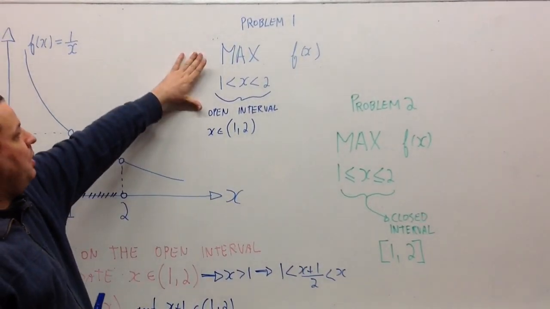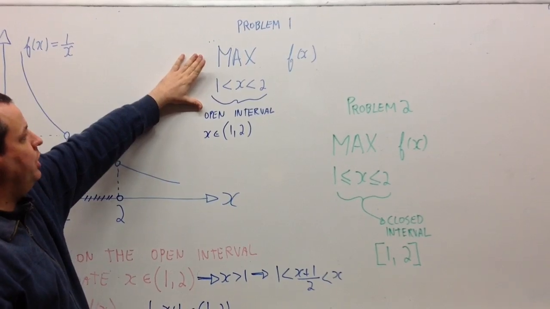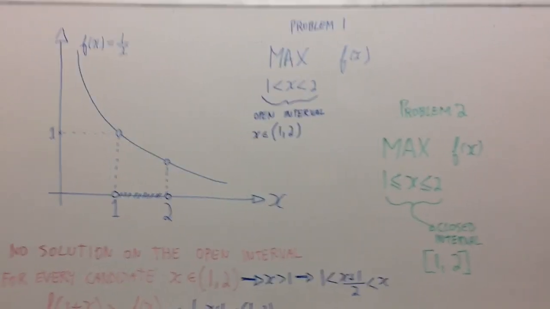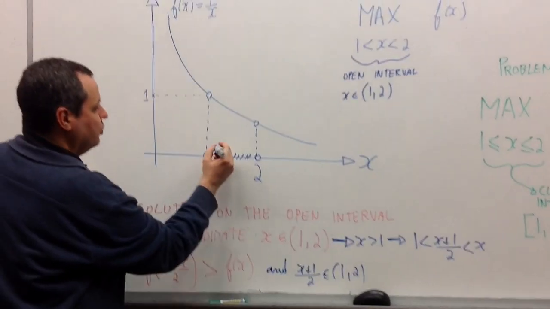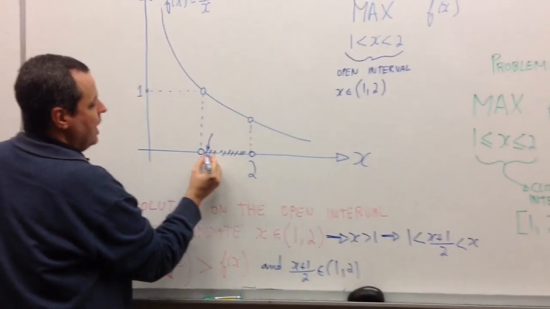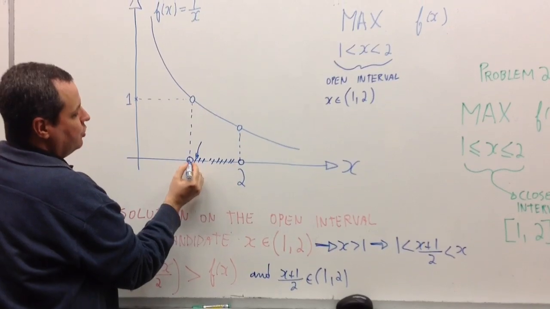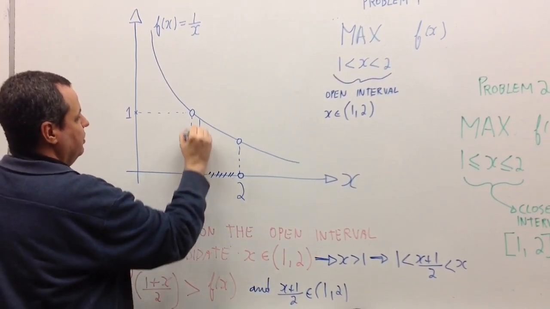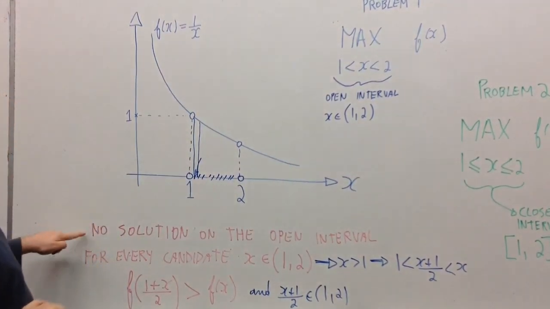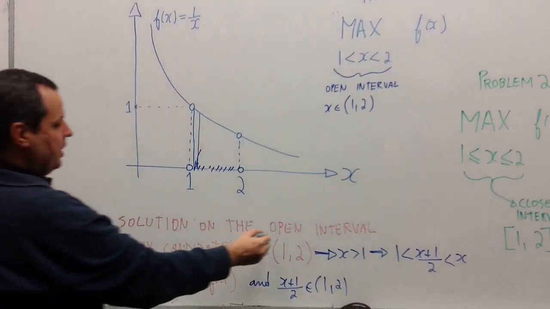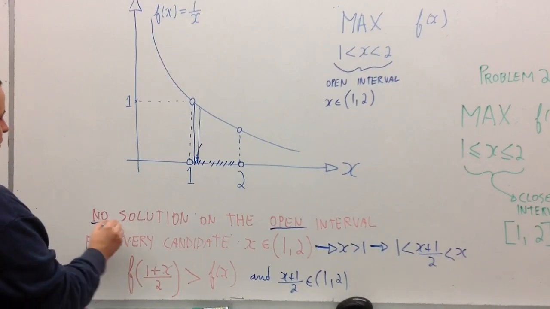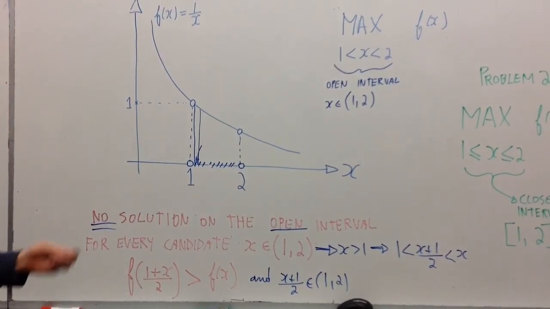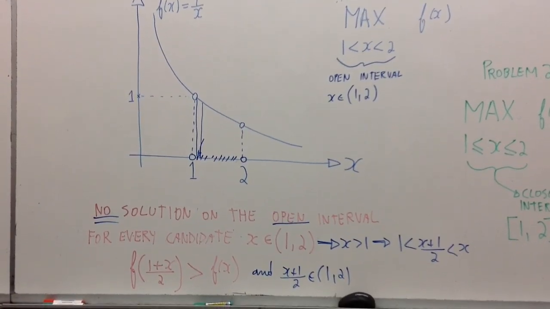Now, for this other problem in blue here, you cannot pick 1. So there's no solution, because no matter how close you go to 1, you can always get closer to 1 and get an even higher value for the function. So there's no solution on the open interval. The problem number 1 has no solution because we are maximizing a continuous function on an open interval.